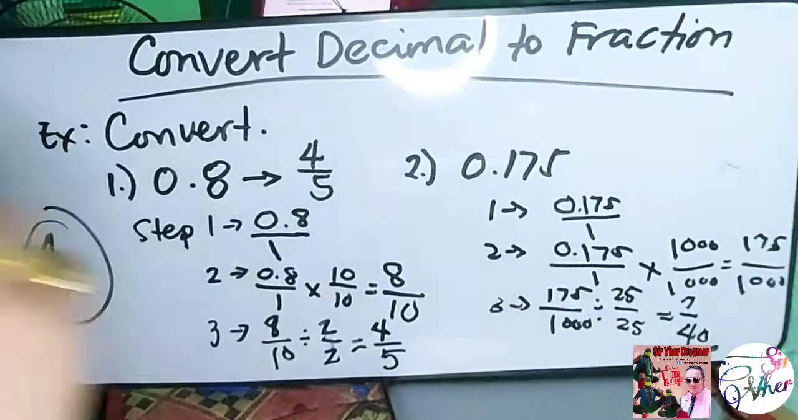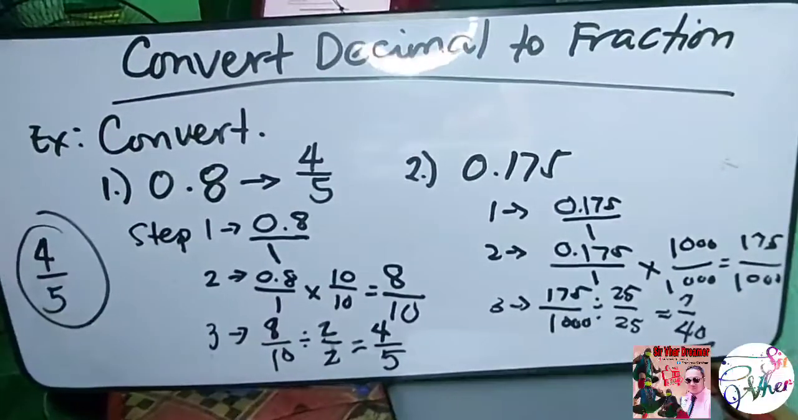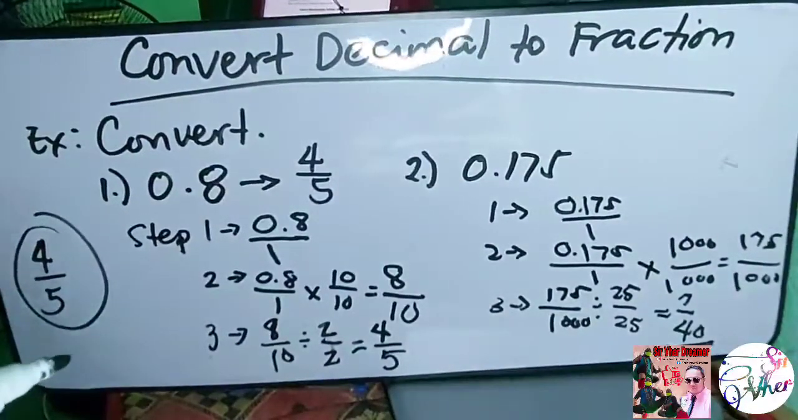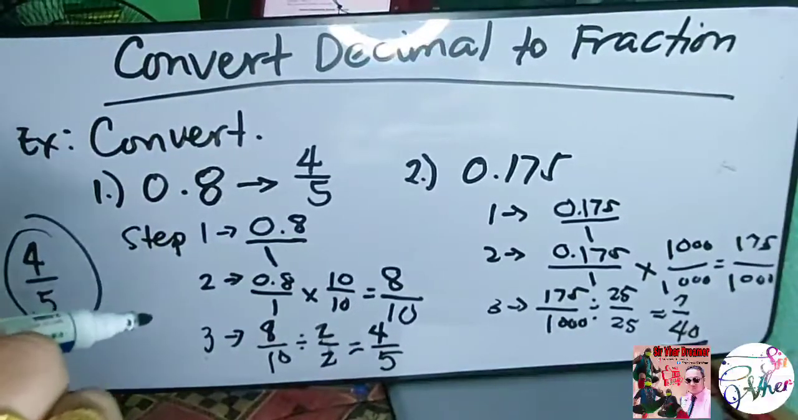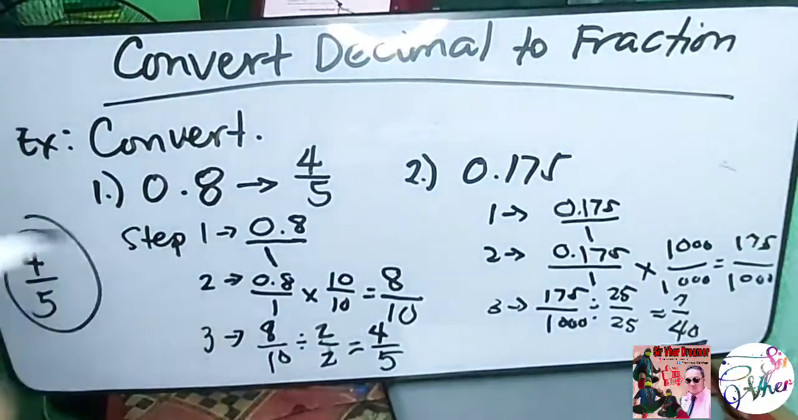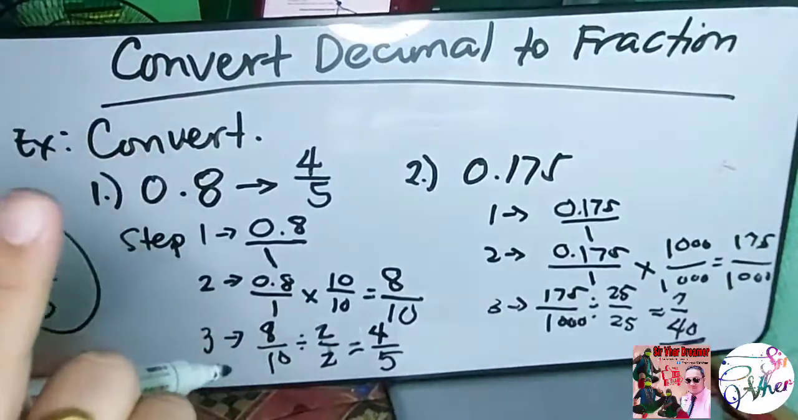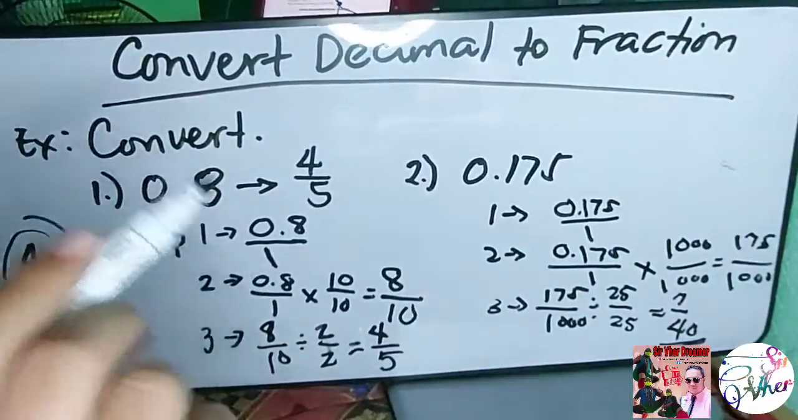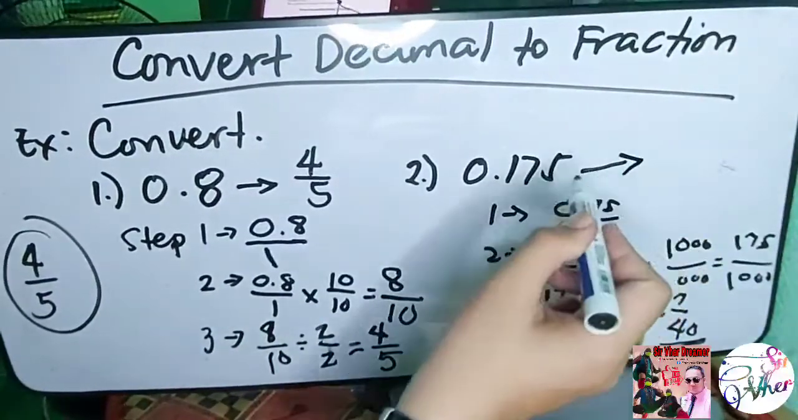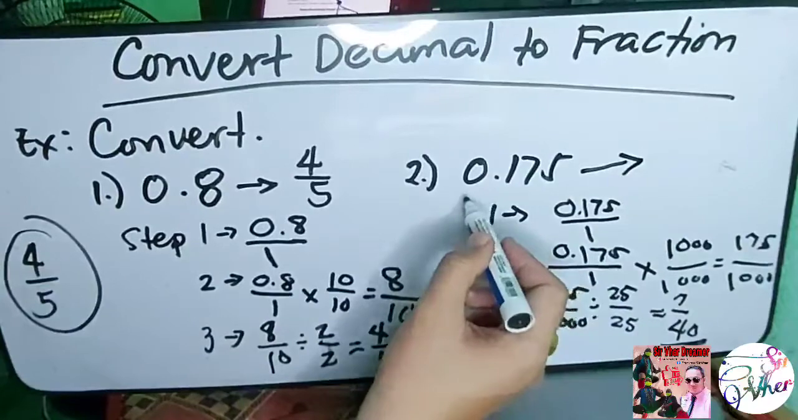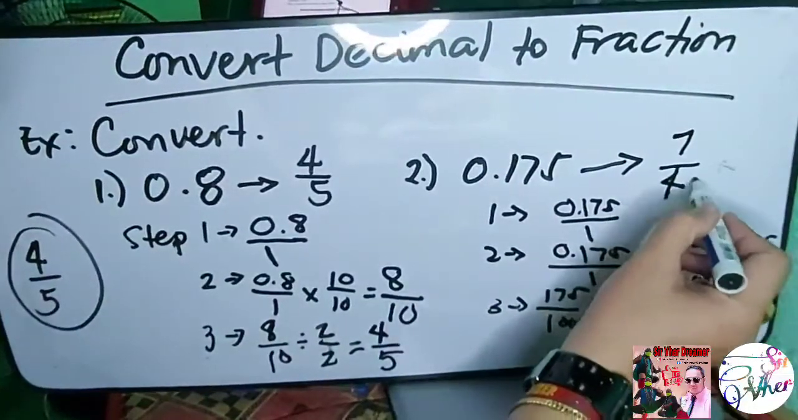Is this in the lowest term? 7 over 40? Is there any other number that can divide 7 and 40, the numerator and denominator? What number? Is there any? Only 1. So therefore, if there's no other number that can divide both numerator and denominator but 1, that is already in the lowest term. So the fraction of the decimal number 0.175 is 7 over 40.